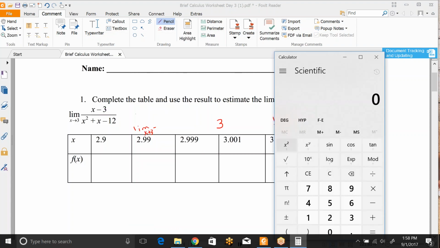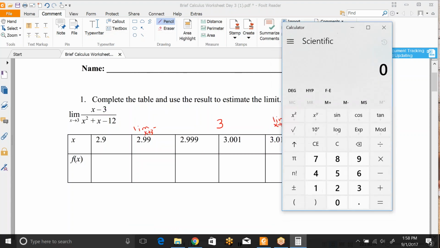So let's get a calculator. And for the top, I'm going to start at 2.9. So 2.9 minus 3, close our parentheses, divided by, open another parentheses because it's 2.9 squared, and then plus 2.9, and then minus 12, and then close the parentheses, and then hit enter, and we get that that's 0.145 if we round to 3 decimal places.